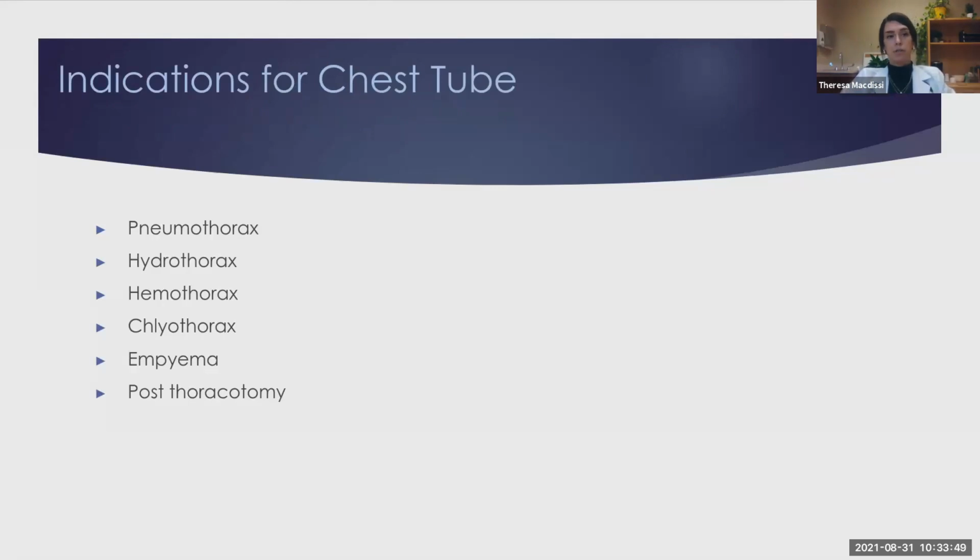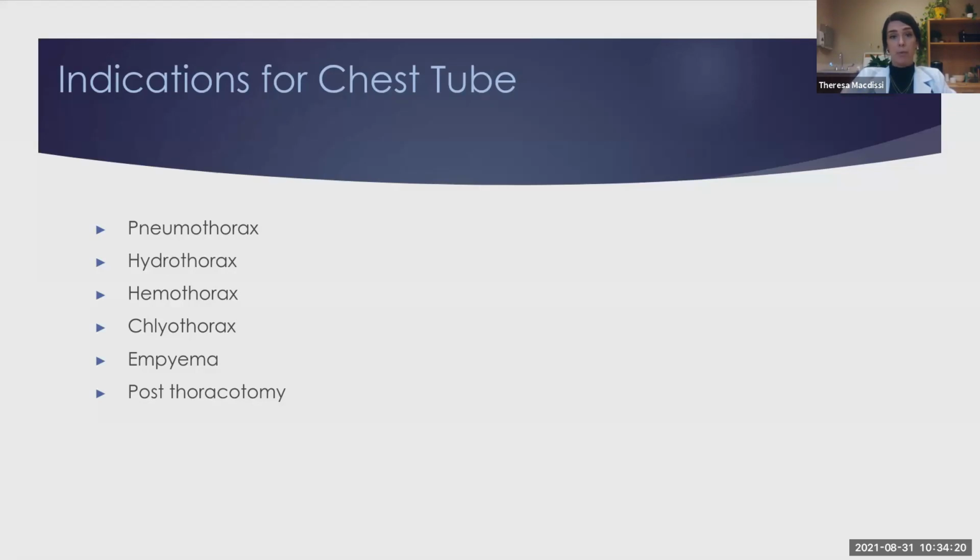Indications for a chest tube, there are these reasons listed: pneumothorax, so air that's trapped in that intrapleural space; hydrothorax, some type of fluid; hemothorax, blood; chylothorax, lymph; and empyema would be infection or a pus-like substance. So those are all reasons to put a chest tube in and to drain out either air or fluid from that space. We also see patients that have chest tubes after surgery.